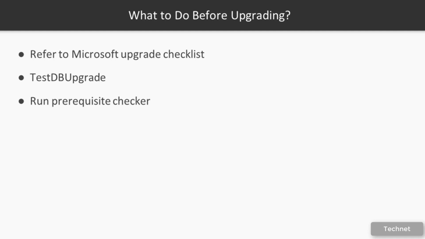Test DB upgrade involves taking a backup of your Config Manager database and running a test upgrade on the copy to reveal any issues that may arise. This used to be a mandatory step in a Config Manager upgrade. However, with the Easy Setup process, it is now optional but still recommended. Finally, we should run the prerequisite checker to identify any problems. Let's see that in action.